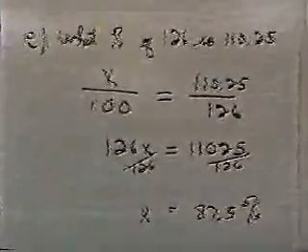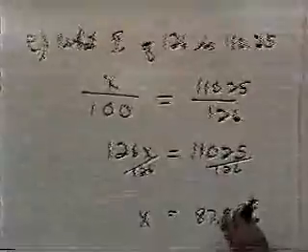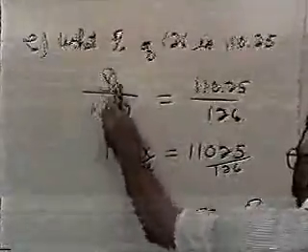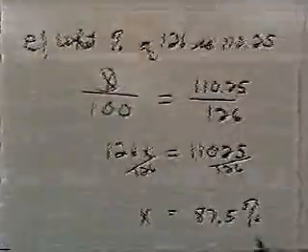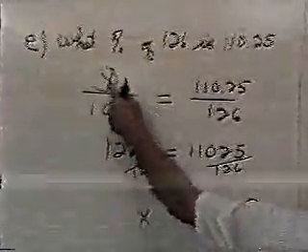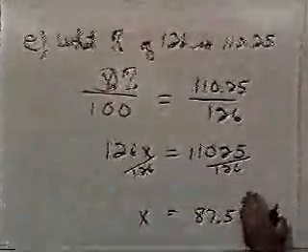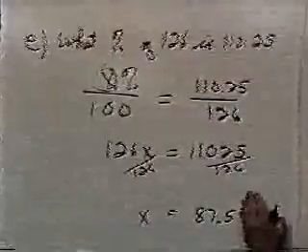And so x comes out to be 87.5%. Now, this is one nice thing about this rule: whatever you get for x is the answer. You don't move decimals. Whatever you get up here for x represents the percent. So when you divide this by this, you get 87.5%.